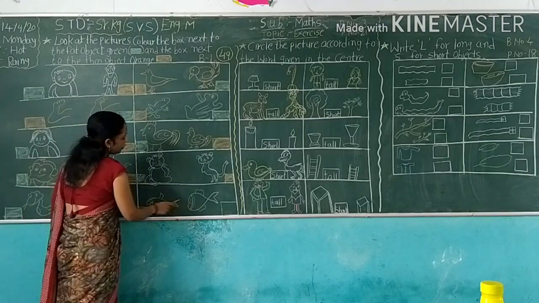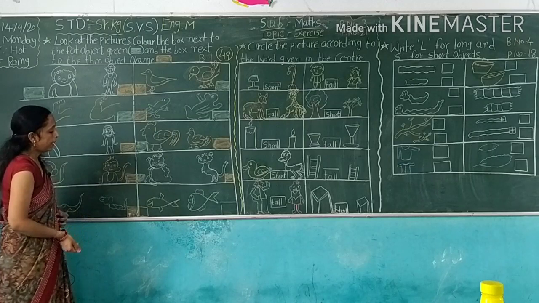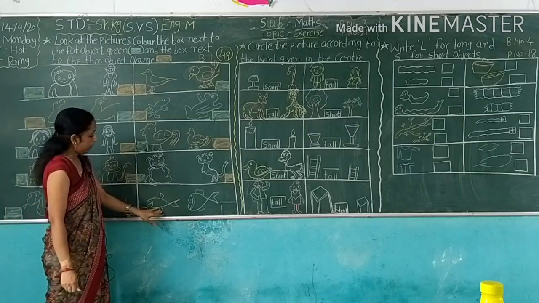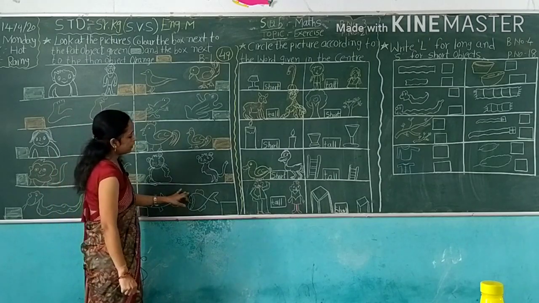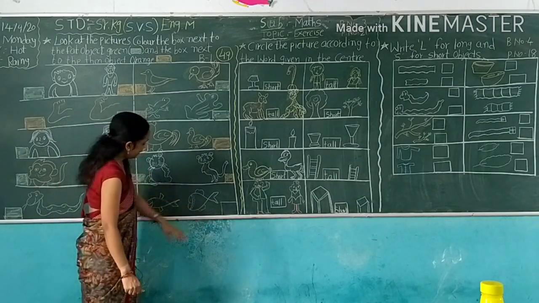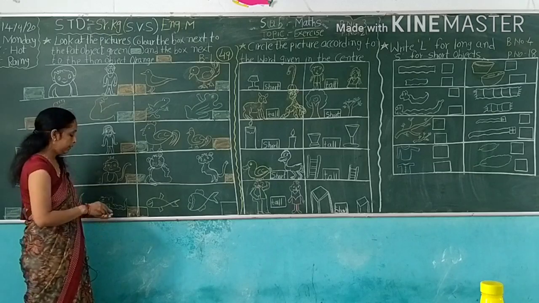Here I drawn two fish. So which fish is fat? This? No, this fish is thin. This fish is fat. So here color in green and here color in orange, okay?